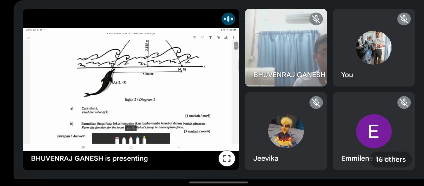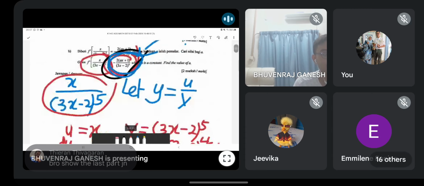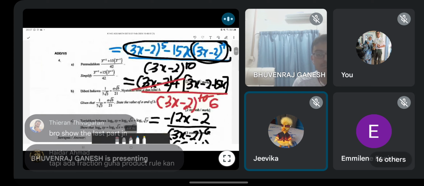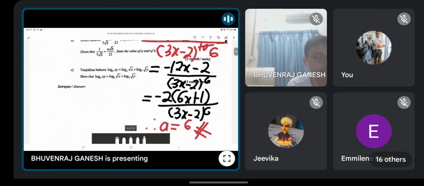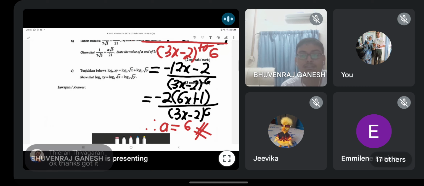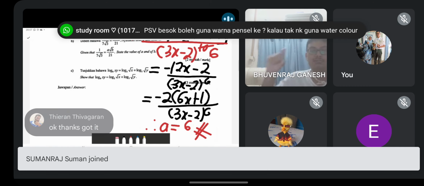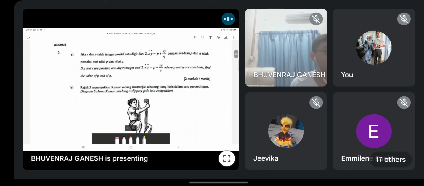Number 1 to 5 that you want me to discuss, that you find difficult? 1 sampai 5. Any question? 5. Okay. Tapi ada fraction, show the last part. This one. Tapi ada fraction guna product rule kan? Tak. Product rule tak ada fraction. Haida, product rule dia satu garis sahaja. The equation is all in one straight line. Okay, fraction means quotient rule, because quotient means bahagi, divide. Okay. So people ask 5.